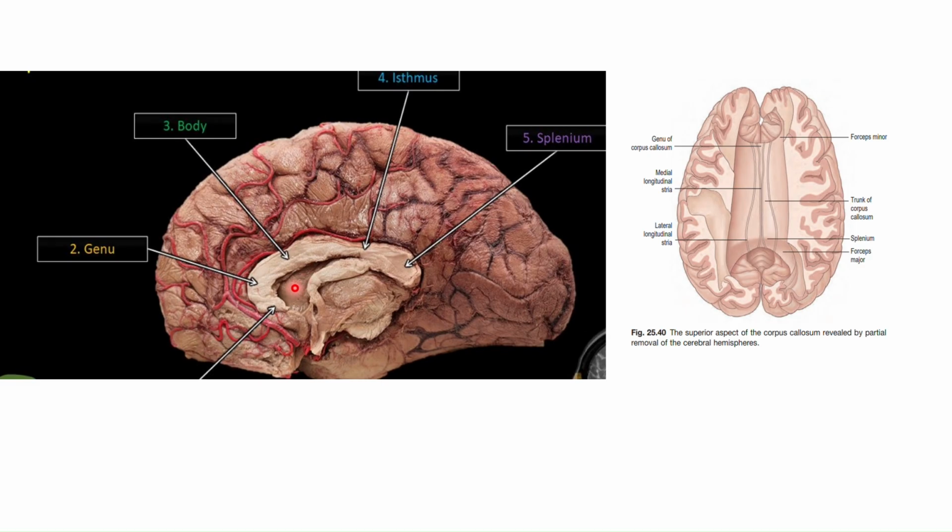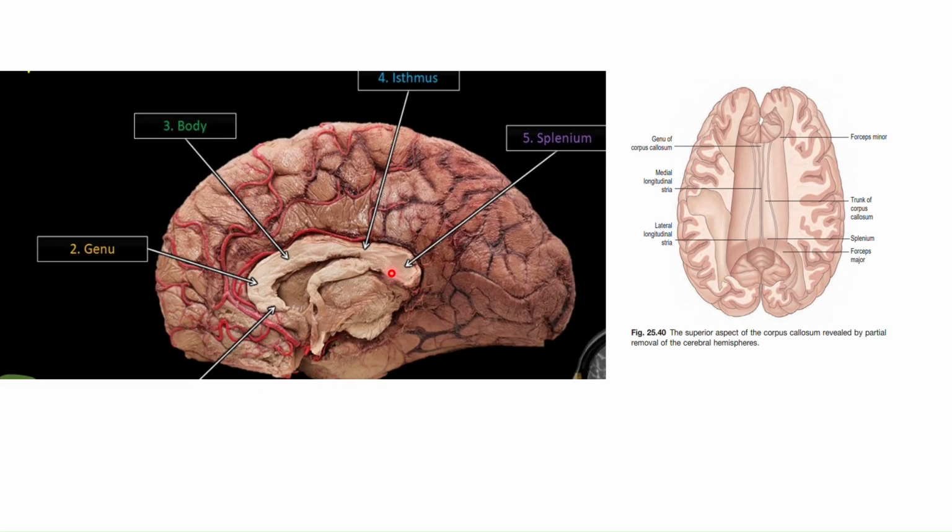Now relations of the corpus callosum. इस diagram से आपको वैसे ही समझ में आ रहा है, lateral ventricle से काफ़ी closely related है. This is the central part of the lateral ventricle, and the lateral ventricle extends into the frontal lobe, that is known as the anterior horn. तो जो ये anterior horn है, anterior horn की floor, anterior boundary and roof बनाई जा रही है corpus callosum से. The central part of the lateral ventricle also has the body of the corpus callosum as its roof.